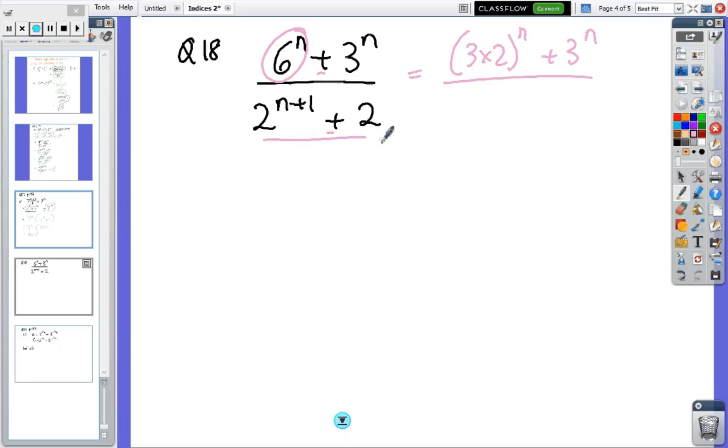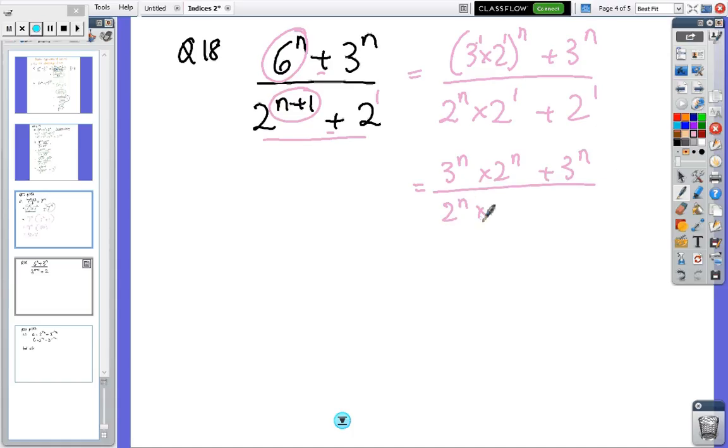Now, on the bottom, I'll simplify that. No, I won't. I need to reverse that first. So I've got 2 to the n times 2 to the 1 plus 2 to the 1. You can just put a 1 there. So on the top line, I can put a 1 there and a 1 there. Now I can multiply powers in and powers out. So I've got 3 to the n times 2 to the n plus 3 to the n, over 2 to the n times 2 to the 1 times 2 to the 1.